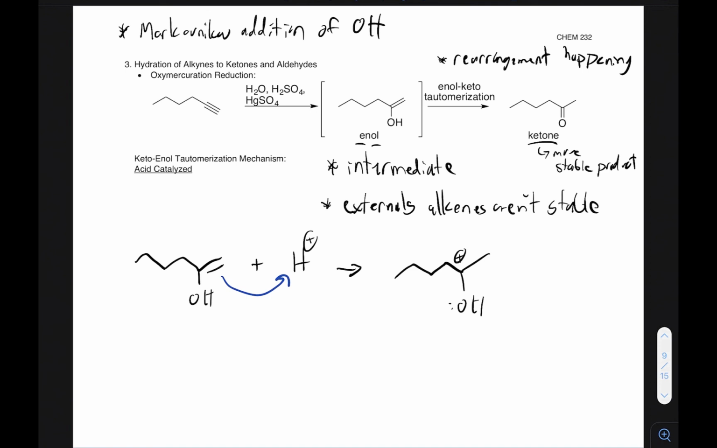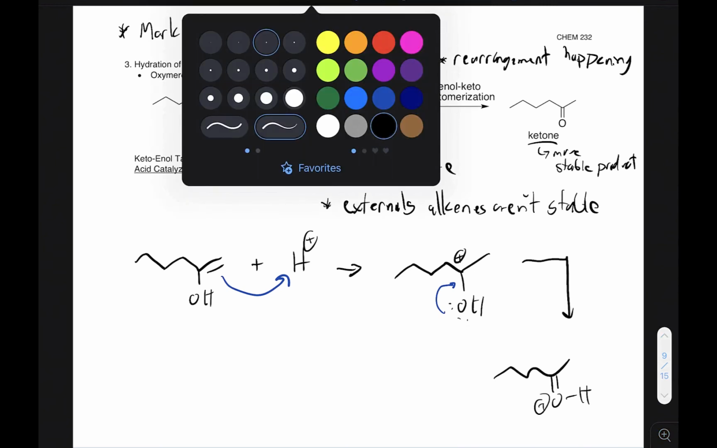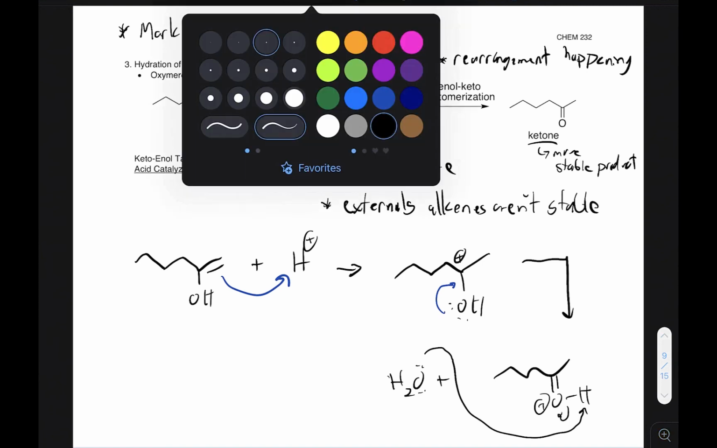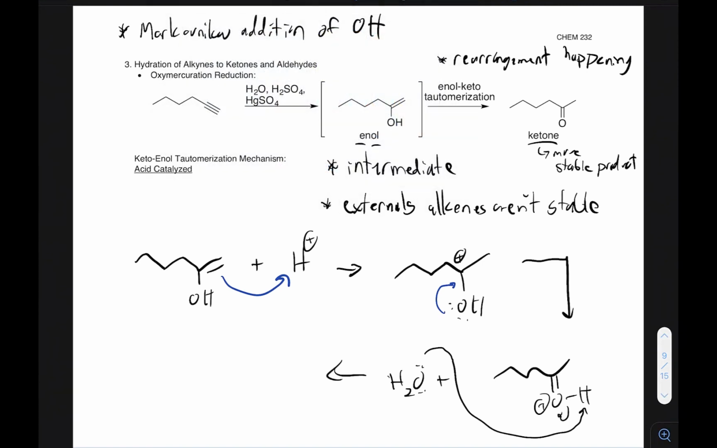And so for the next step, the OH will want to donate its electrons down like this, to get to our precursor here to the carbonyl, to our ketone. And in a final step, we can go ahead and say that H2O or some other base comes along and grabs that proton, to get to our final product here, our ketone.